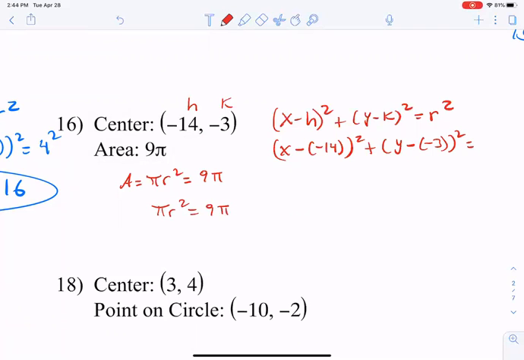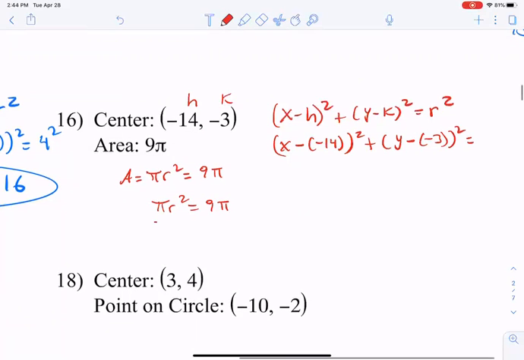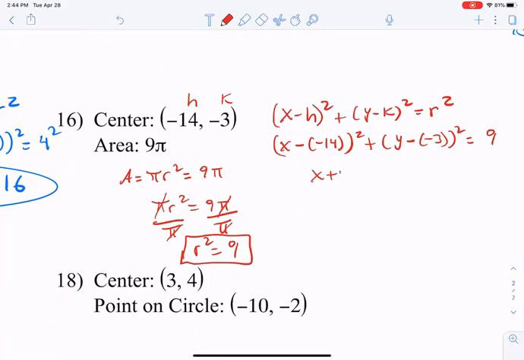We need to solve for r, or r squared in this case. So we divide by pi. So we get r squared equals 9. We don't need to solve for r because in this case we're looking for r squared. So r squared is 9. And we simplify this and we get x plus 14 squared plus y plus 3 squared equals 9. And that's the answer. Very simple, very easy to compute. Okay, so that's the answer.